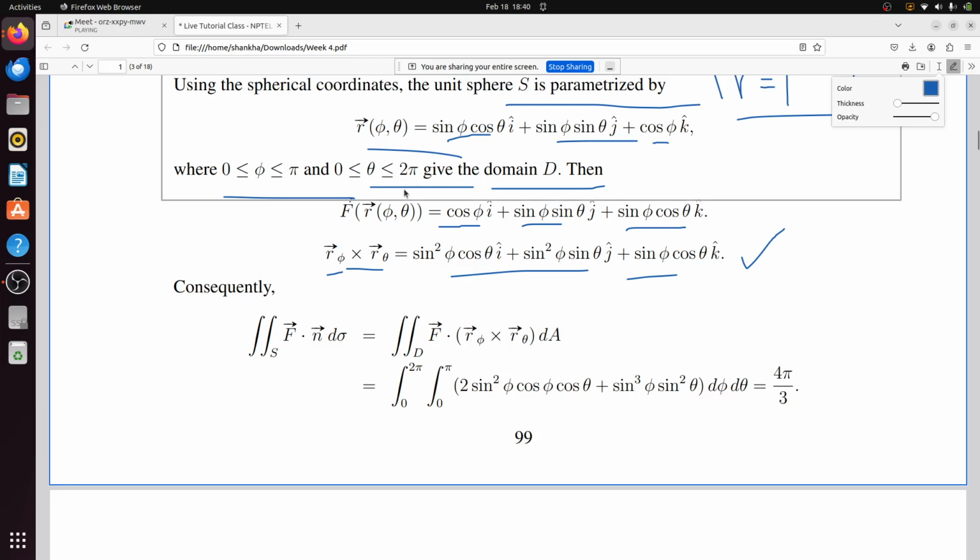Just try it. Your r is given, you need to compute r phi and then compute r theta, and then you have to take the cross product. I hope that you all know how to take partial derivatives and how to take the cross product of two vectors. These are very basic preliminary concepts which you have, I think, learned in class 11 or 12. So please try it.